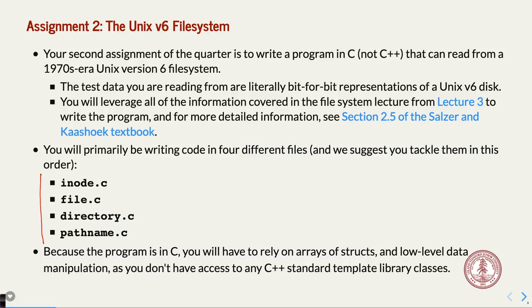We suggest that you do them in this order. First, you do the functions in inode.c, which is using the information in an inode to get out information about the file blocks. Then file.c, which puts another abstraction layer on it, for reading a specific file. Then directory.c, which is for manipulating the actual directories and searching for the file. Remember, you have to search for root, then search all the files in there, one after the other until you find the file at the path you're looking for. And then finally, pathname is actually doing the searching as well.